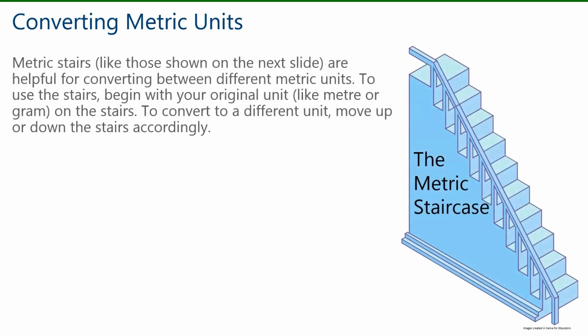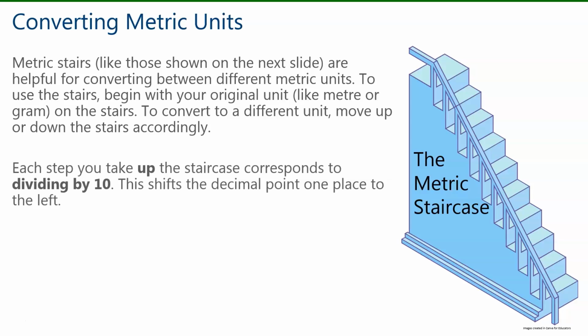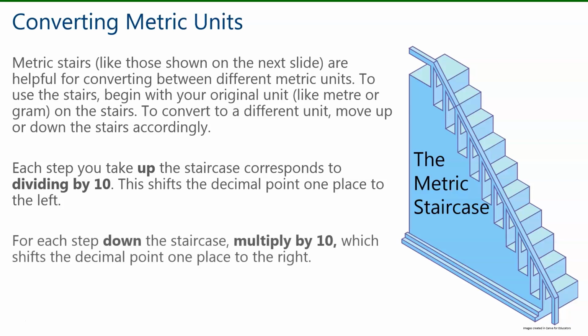Metric stairs, like the ones shown on the next slide, are helpful for converting between different metric units. To use the stairs, you begin with your original unit, like meters or grams, on the stairs. To convert to a different unit, you will move up or down the stairs accordingly. Each step you take up the staircase corresponds to dividing by 10. This shifts the decimal point one place to the left. For each step down the staircase, you multiply by 10, which shifts the decimal point one place to the right.